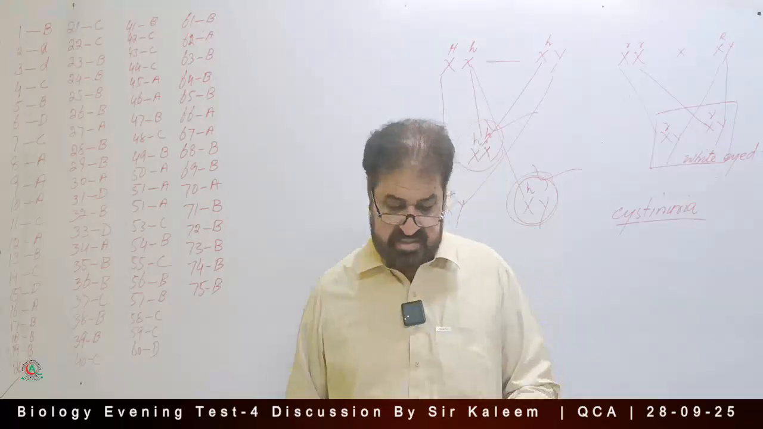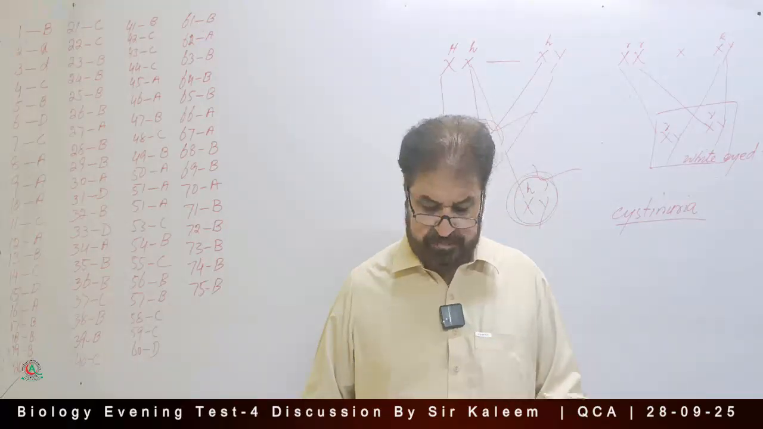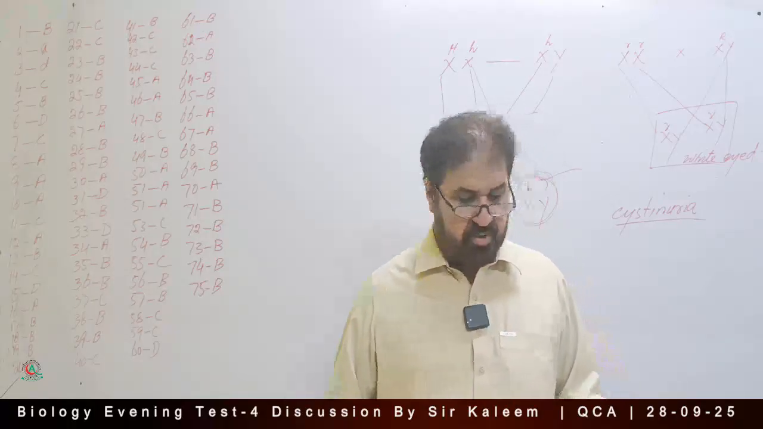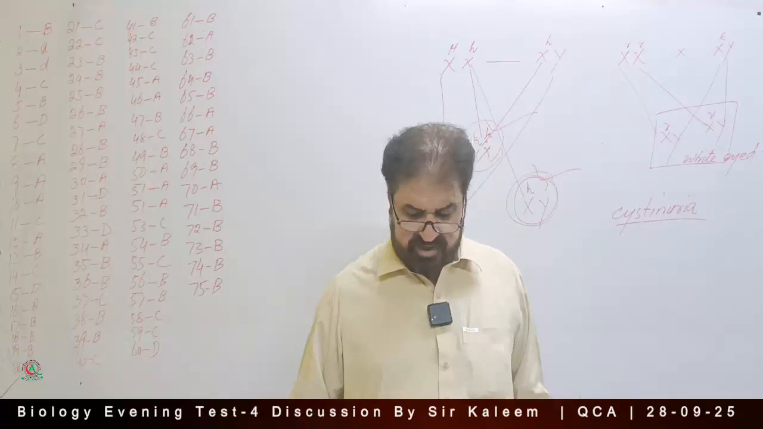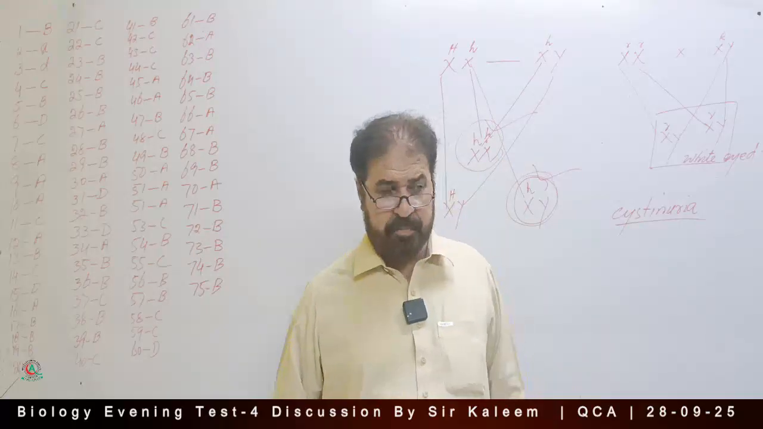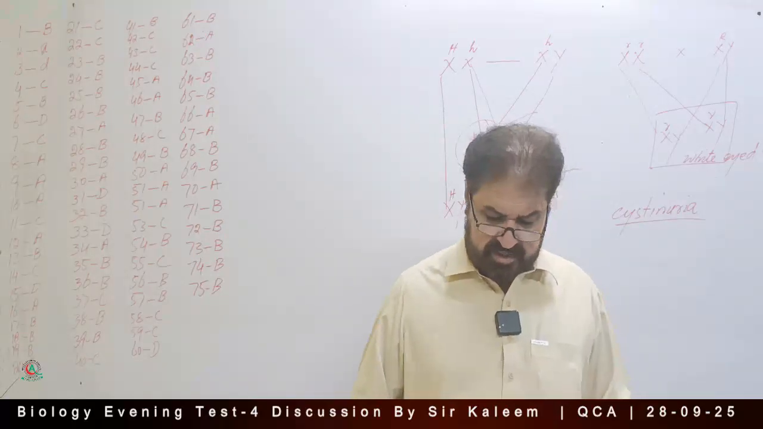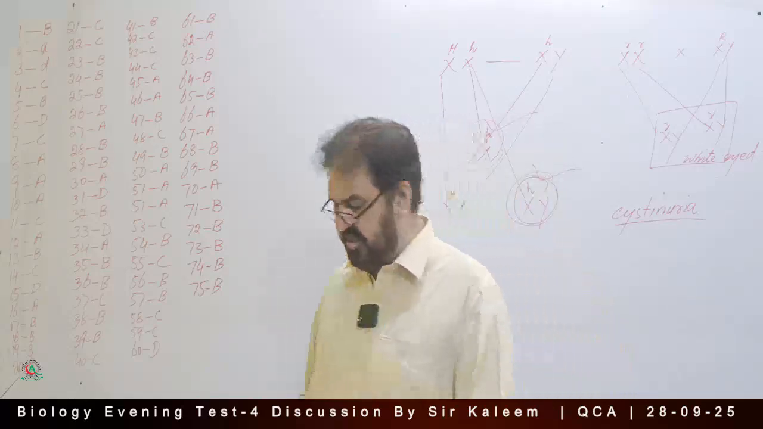Question number 76. Hepatitis B vaccine is produced using genetically engineered yeast cells. Hepatitis B is the first vaccine produced with the help of biotechnology from recombinant or transgenic yeast cells. So option B is correct.